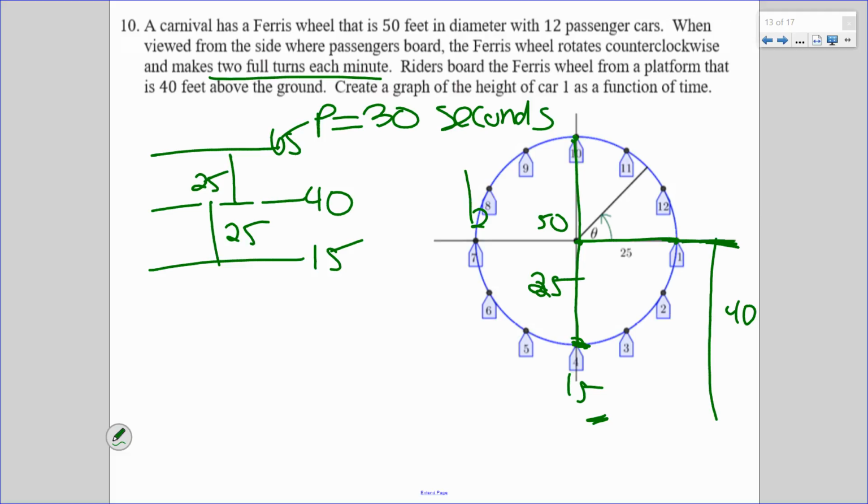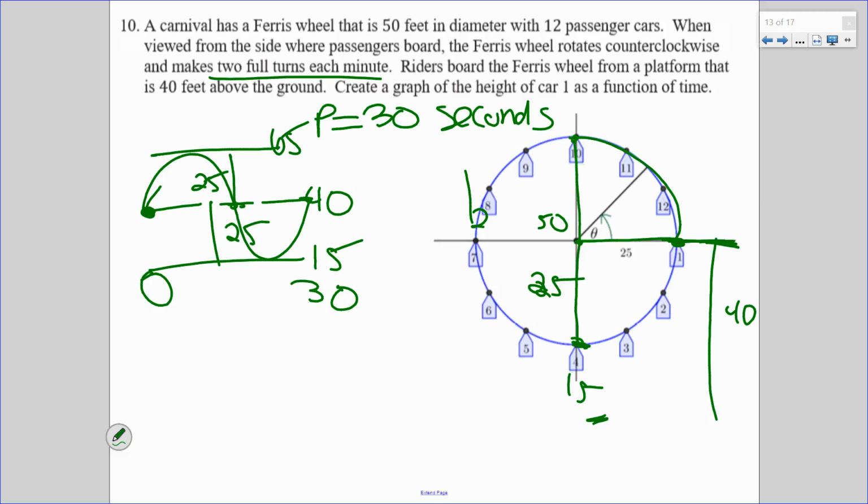Create a graph for car 1. So car 1, it's starting at the midline. It's then going counterclockwise, which is getting bigger. So if it's starting at the midline and then it's getting bigger first, it must be a positive sine graph. As far as my x value goes, this is 0, the period is 30.